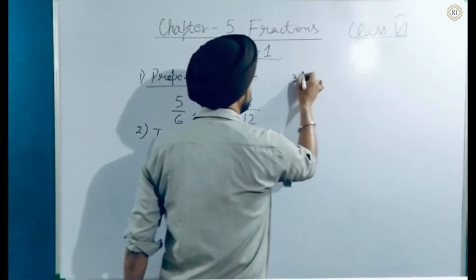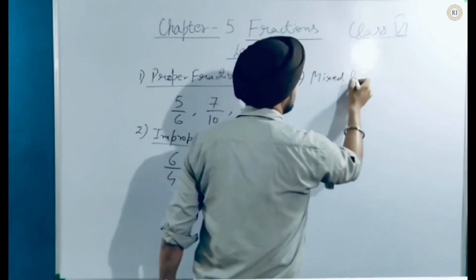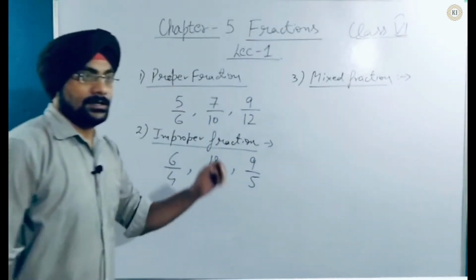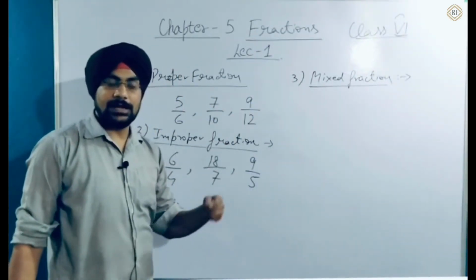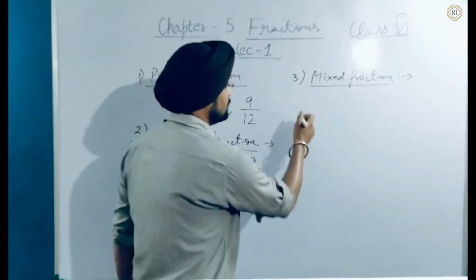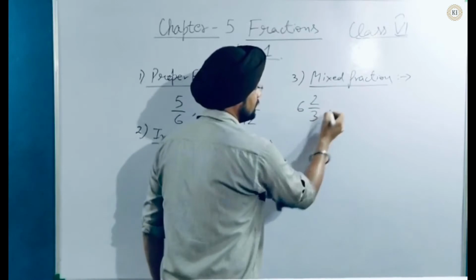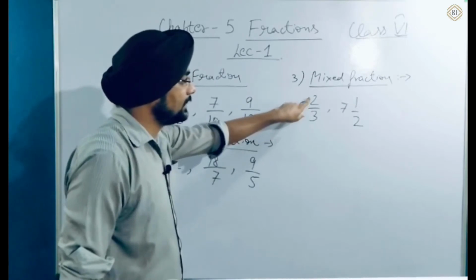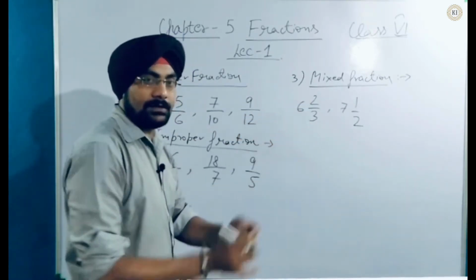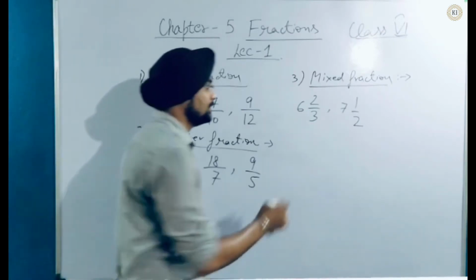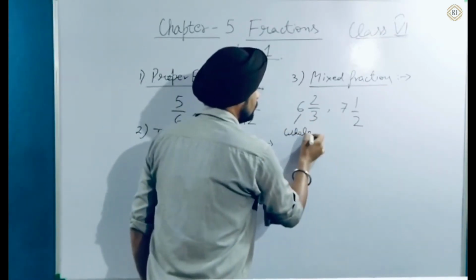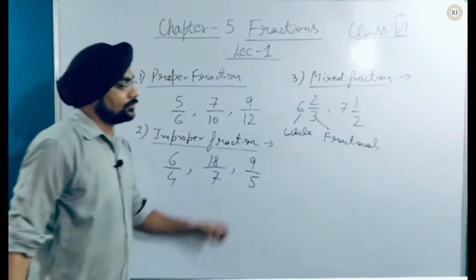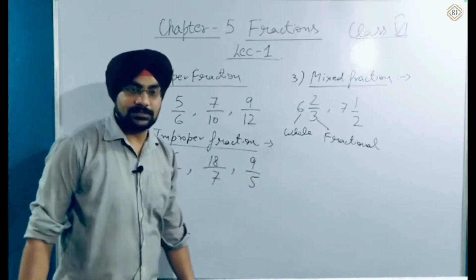Third type of fraction is our mixed fraction. In a mixed fraction you will find a whole part and a fractional part both. Suppose a number is written as 6 whole 2/3, 7 whole 1/2. You can see that 6 is your whole part and 2/3 is your fraction part, and when they come together, they are known as a mixed fraction. This is known as the whole part, this is known as the fractional part.